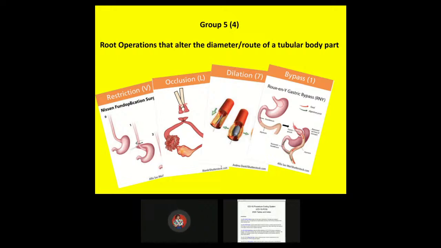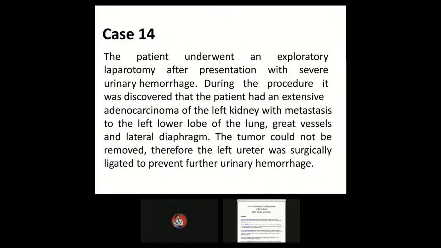Last and certainly not least, we have bypass, which is altering the route of passage of the contents of a tubular body part. If you haven't figured it out by now, these 4 root operations alter the diameter or the route of what? A tubular body part. So, we are going to get started with our first scenario.